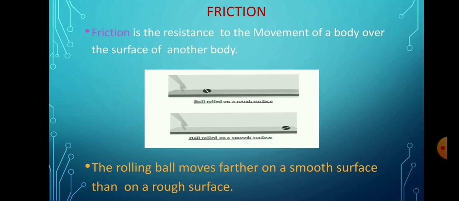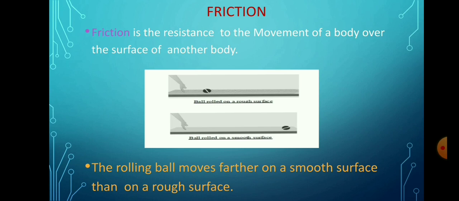See children, the ball moves further on the smooth surface than on the rough surface. That means the force of resistance to the motion is more on the rough surface than on the smooth surface. So we can say that rough surfaces have more friction and smooth surfaces have less friction.